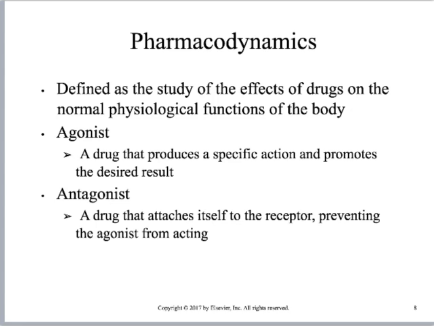All right, so drugs that produce a specific action and promote a desired result we will call an agonist, right? And a drug that attaches itself to a receptor, preventing an agonist from acting, is called an antagonist, right? And you'll see that one of the areas where we see this, particularly agonist versus antagonist, and finding medications that don't counteract each other, is in the treatment of depression.